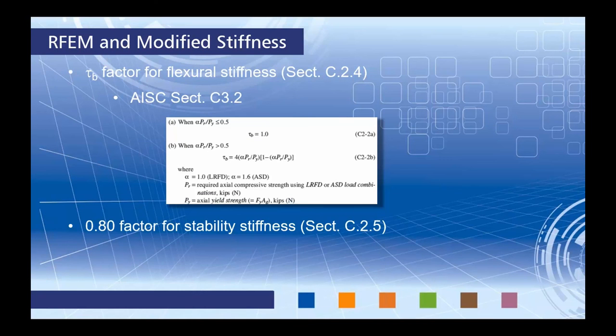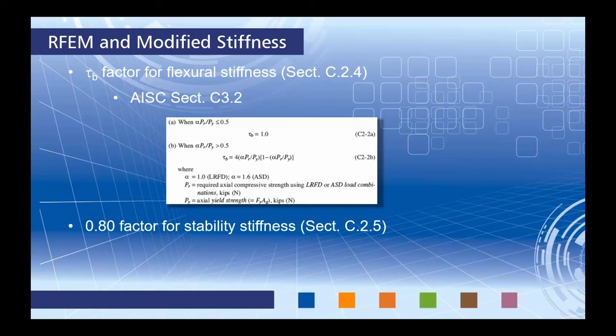Now, points number 4 and 5, which were modified stiffness and uncertainties in stiffness and strength. This refers to our tau sub b factor for flexural stiffness in section C2.3. This completely refers back to the AISC, once again, section C2.3. This tau sub b factor is an iteration based on the equations here, based on our required axial compressive strength and our axial yield strength. So this really all depends, again, on these axial loads through our member. And this tau sub b factor should be applied to our flexural stiffness.